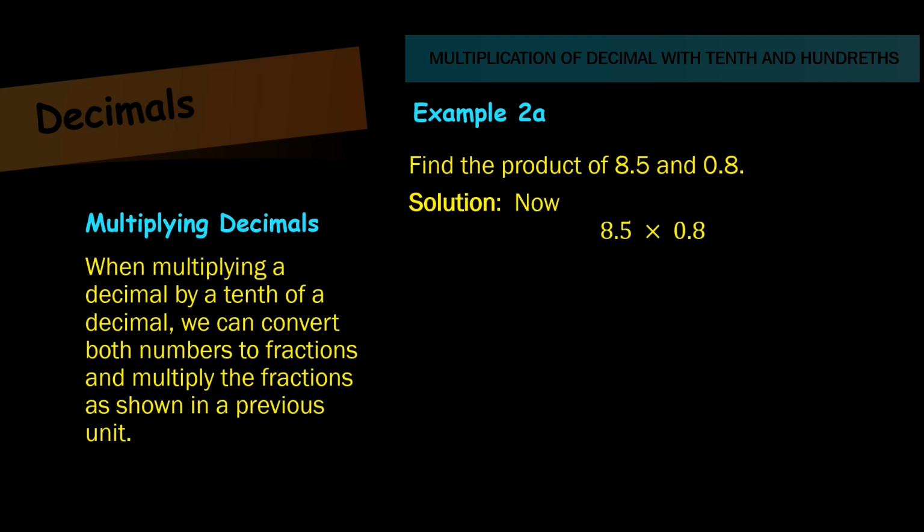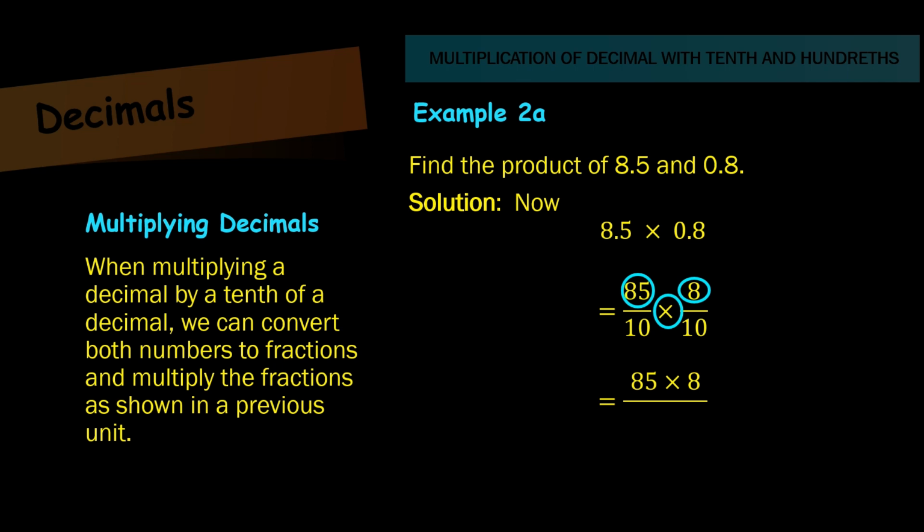When multiplying a decimal by 1/10 of a decimal, we can convert both numbers to fractions and multiply the fractions as shown in a previous unit. Let's try the example shown on the screen. Begin by converting the decimals to fractions. So 8.5 becomes 85/10 and 0.8 becomes 8/10.